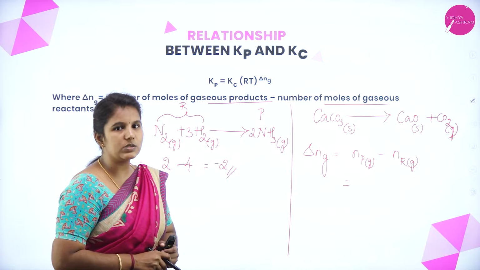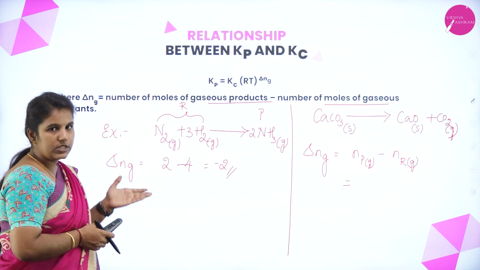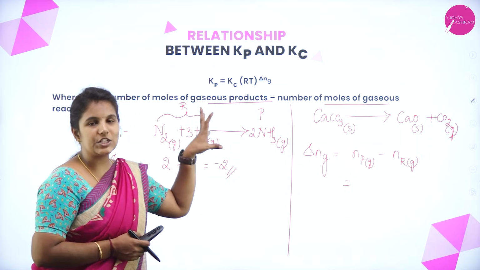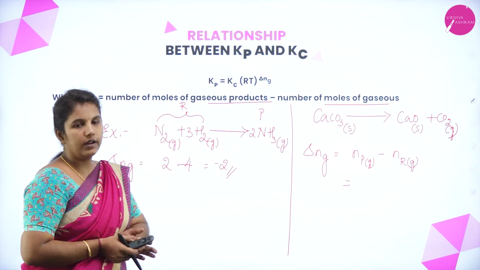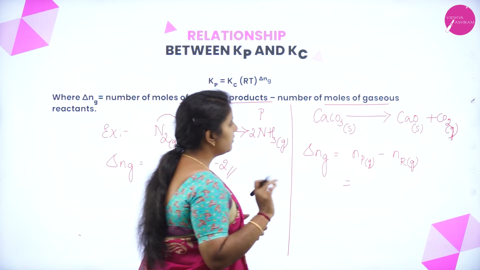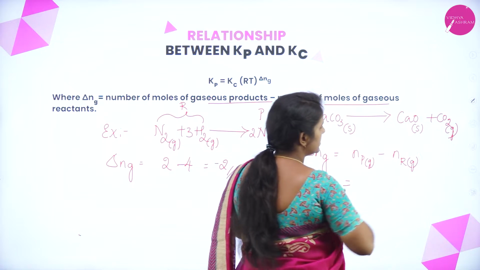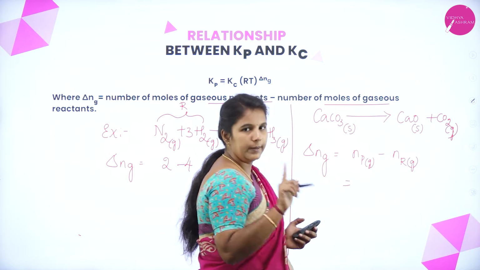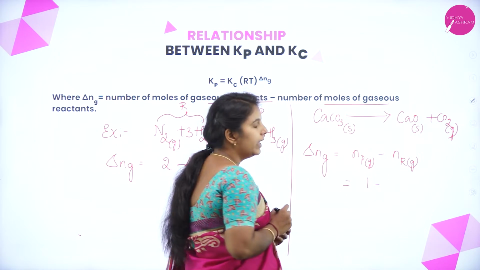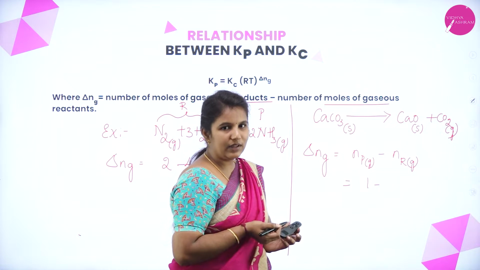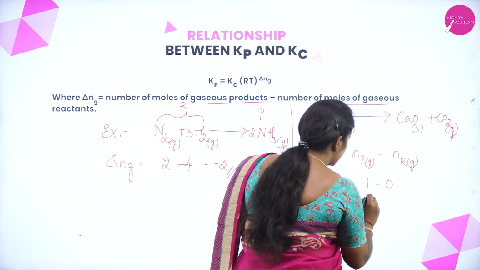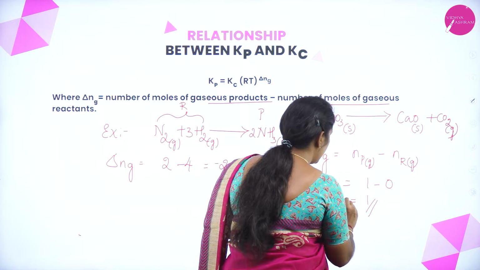Why is it only the gaseous molecule? Because in the definition we have understood that delta Ng stands for the number of moles of gaseous product minus the number of moles of gaseous reactant. We need to see only the gaseous reactant as well as the product. Even though my product consists of one solid and one gas, I need to consider only one, because only one gaseous product will be formed. So it is 1 minus, you can see that on the reactant side there is nothing, because it is only the solid state. So I cannot consider it, so it is nothing but 1, that is the delta Ng value.